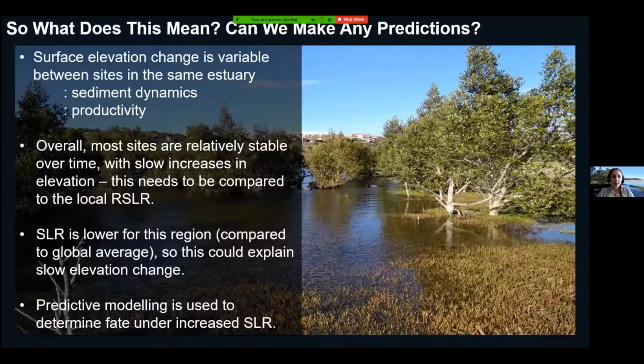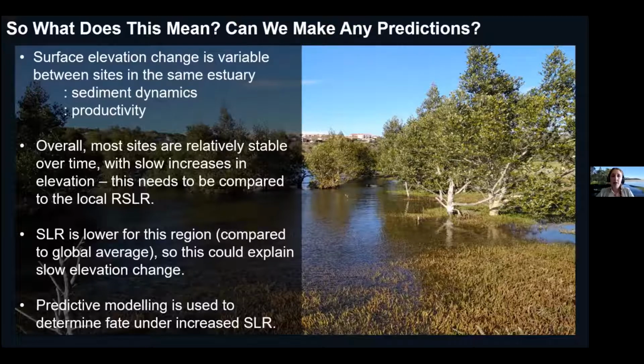All right. So what does all of this actually mean, and can we make any predictions? Well, what it shows us, if anything, is that surface elevation change is variable between estuaries and even between sites in the same estuary.